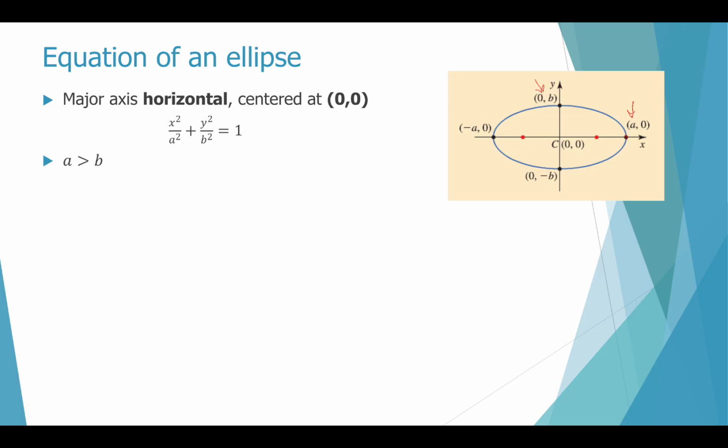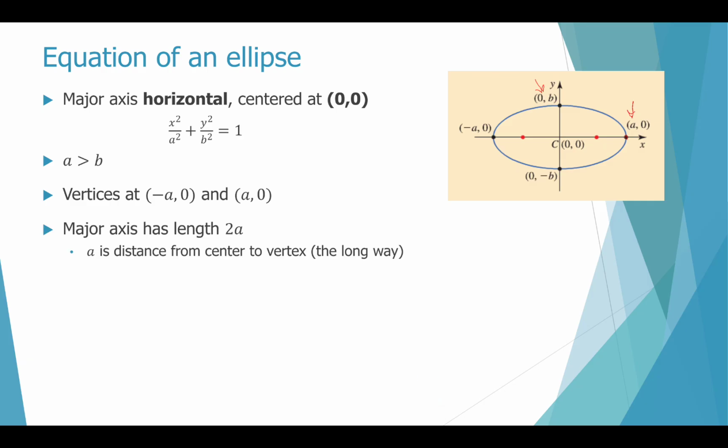A must be greater than b. Otherwise, it's actually not centered, and it's not got the x-axis as a major axis. It's got the y-axis as a major axis. And it uses these vertices. I mentioned that. The major axis has a length of 2a, right, because the distance from the center to here would be a, and the distance from the center to here would be a, so 2a. The endpoints of the minor axis are b and negative b, so same idea.